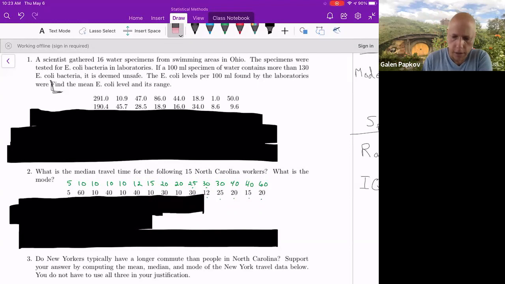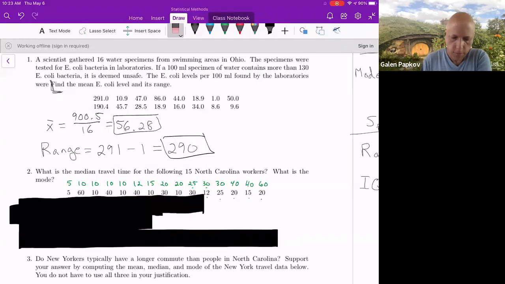And so the mean and range are both found as follows. You should have added up the 16 numbers and gotten the sum of 900.5. When you divide by 16, which again is your n, your sample size, you get 56.28. And so that is your mean.